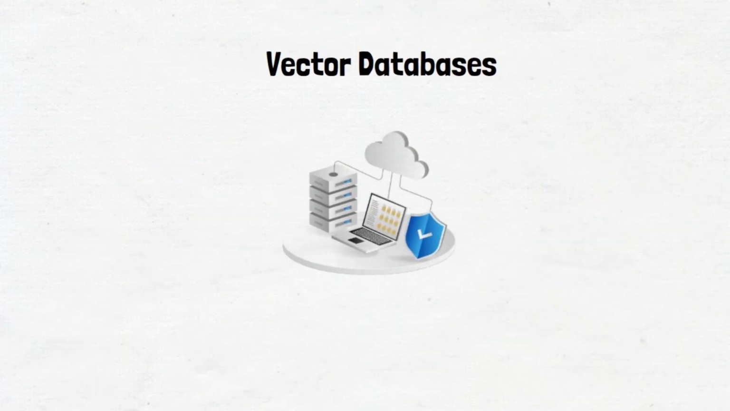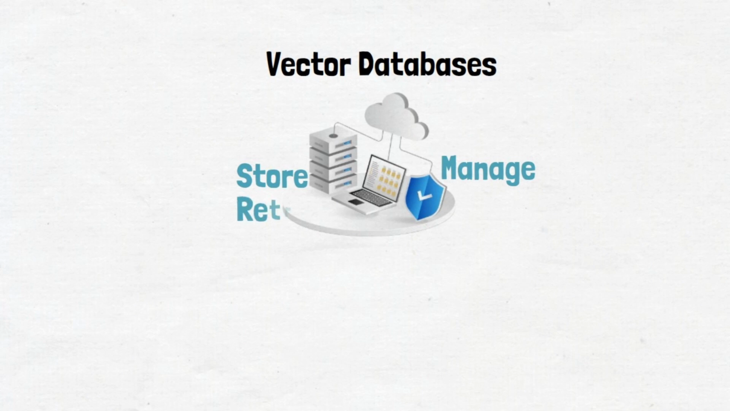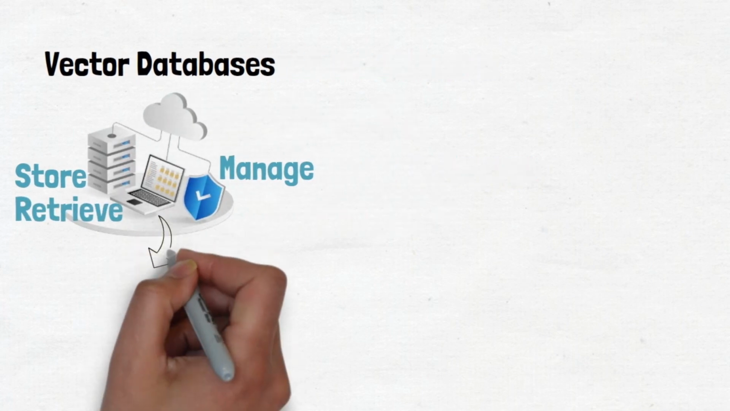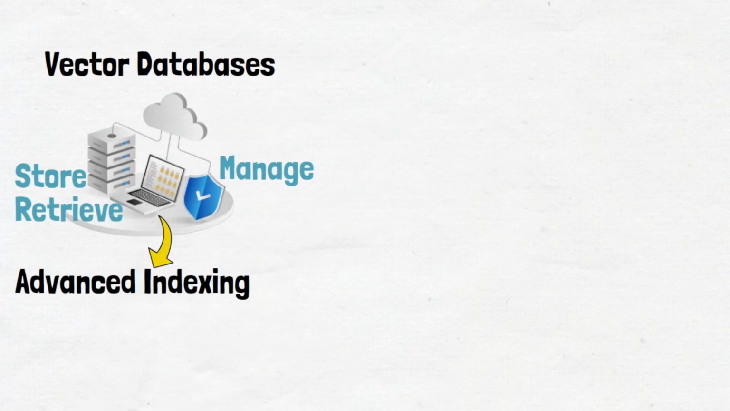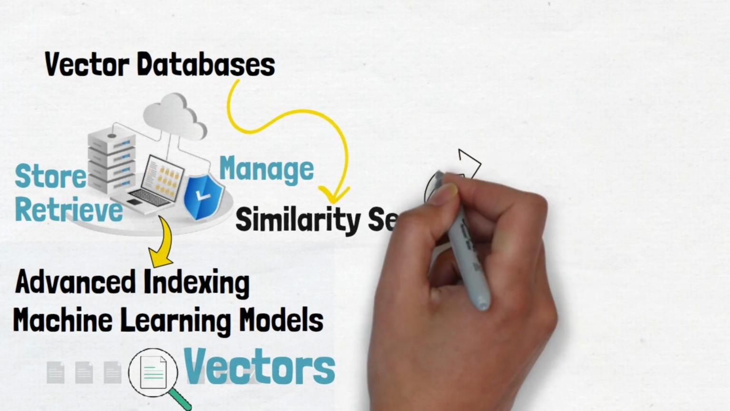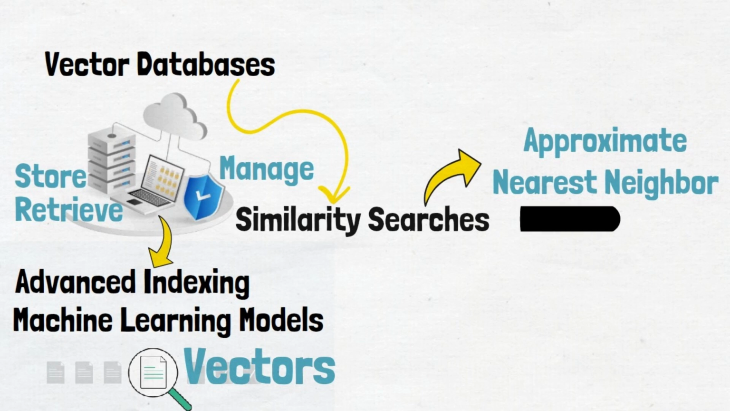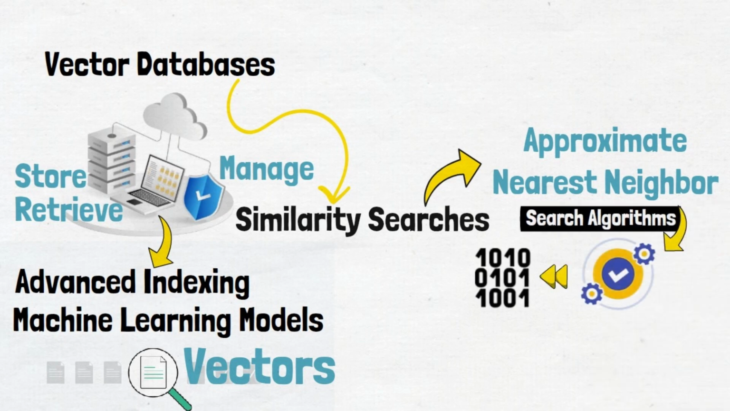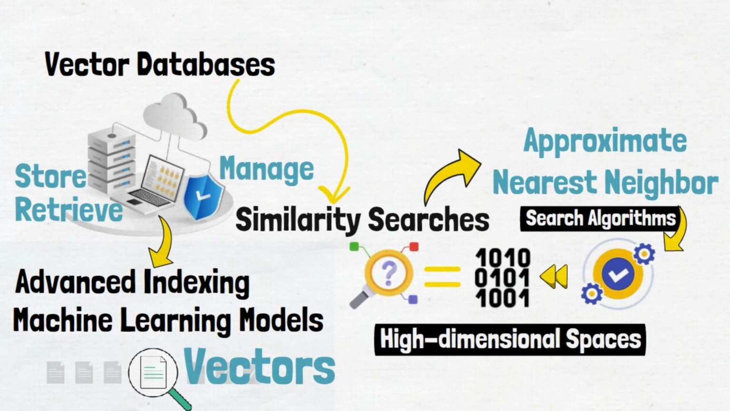Vector databases are designed to efficiently store, manage, and retrieve these vector representations. They leverage advanced indexing algorithms and machine learning models to facilitate fast and accurate searches across millions or even billions of vectors. The core technology enabling these databases to perform similarity searches at scale is often referred to as approximate nearest neighbor search algorithms. These algorithms are optimized to quickly find the vectors closest to a query vector within high-dimensional spaces, striking a balance between accuracy and computational efficiency.